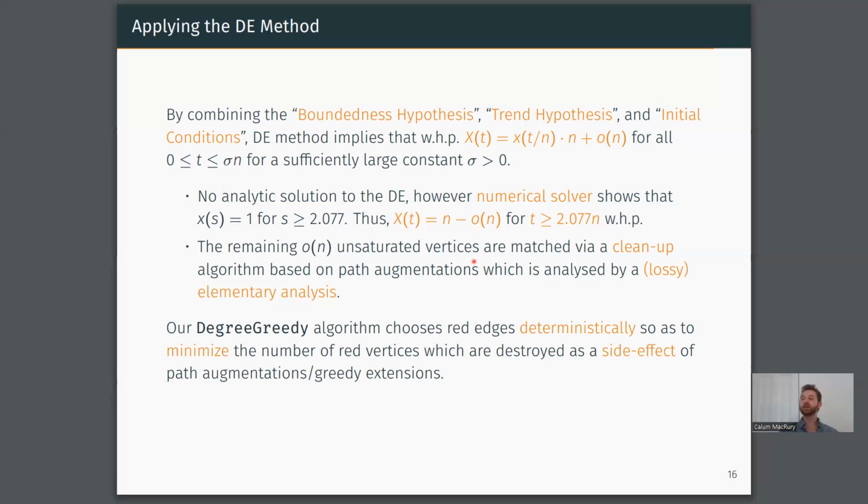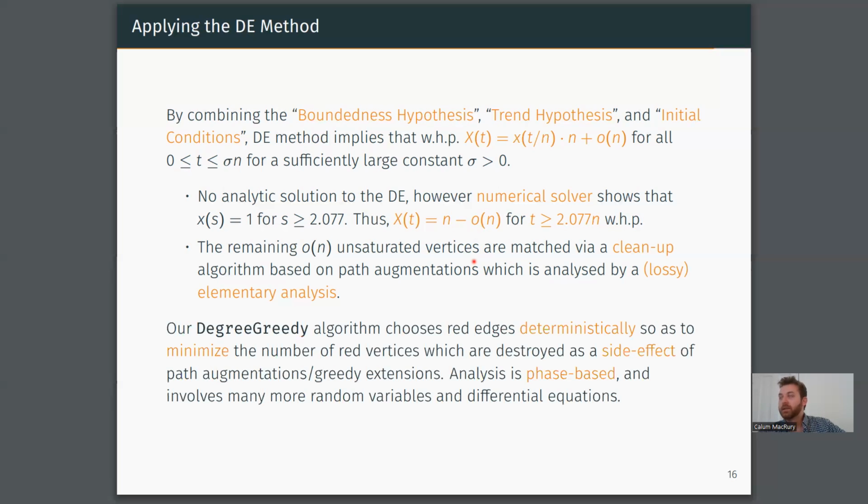Our final degree greedy algorithm, which I mentioned at the start, executes fairly similarly, except the red edges are chosen deterministically, and they're chosen in such a way as to minimize the number of red vertices which are destroyed as a side effect of path augmentations and greedy extensions. The analysis is phase-based, so there are like 100 different phases, and you can set this parameter of how many phases occur, but each phase has its own random variables, and there are many more of them, and many more differential equations.